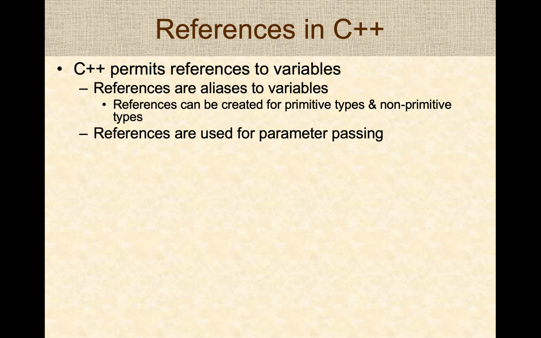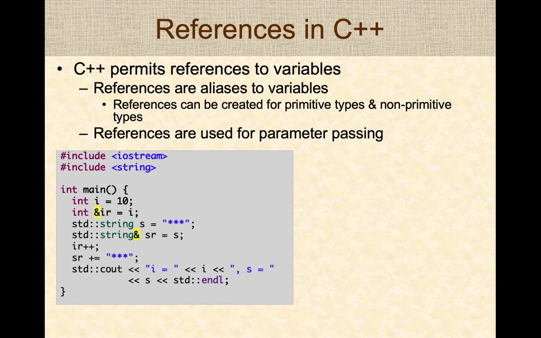Before we delve into details of methods, we need to understand and review the concept of references. References are aliases or pointers, if you want to think of it that way, to variables. References are also used for parameter passing. Let's look at references through an example.